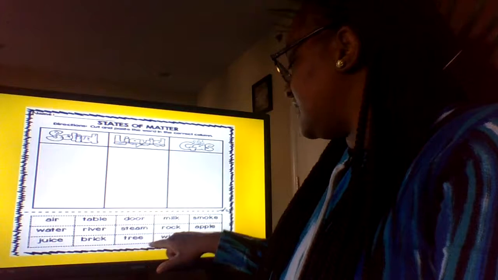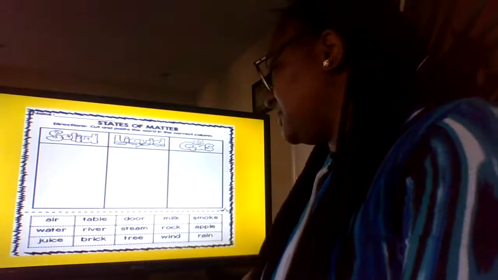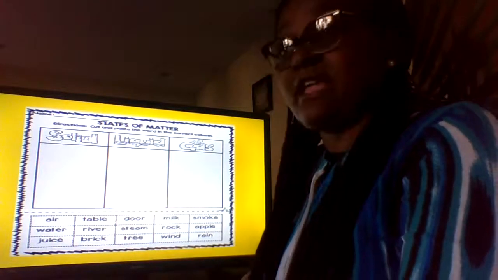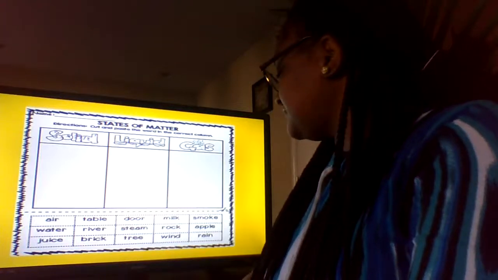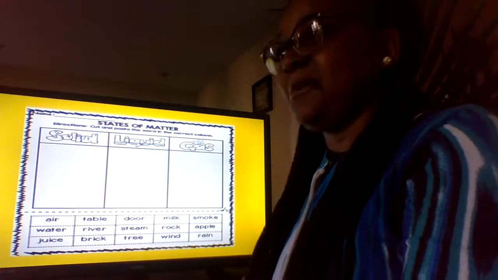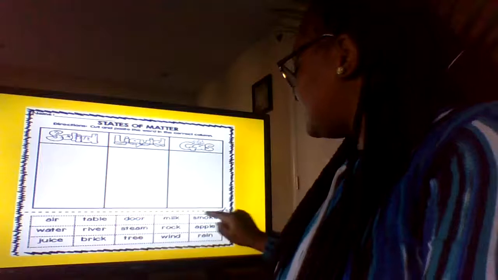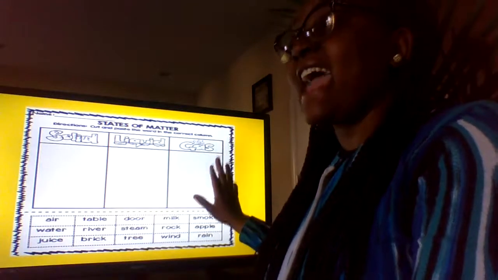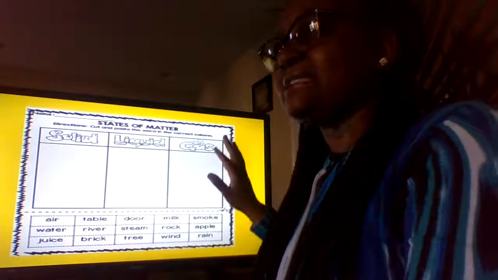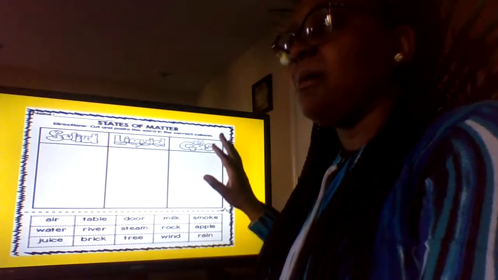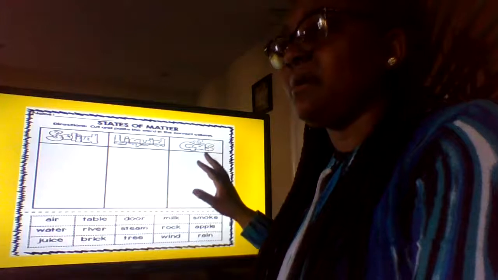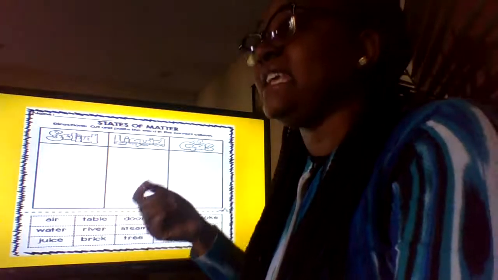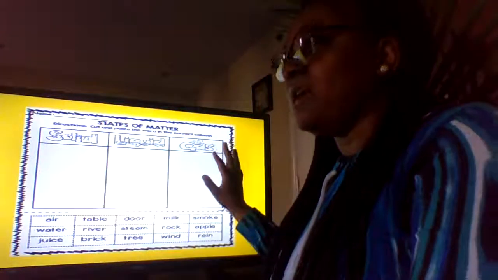And then let's do one for gas. Can someone read one of the words that might be for gas? Smoke. Right. Good job. So I'll cut that out and put smoke here. And remember, gases are things that we cannot see, but they are there, okay? So something that you can't see. Anything that's not a solid or a liquid and we cannot see it, we classify that as a gas.